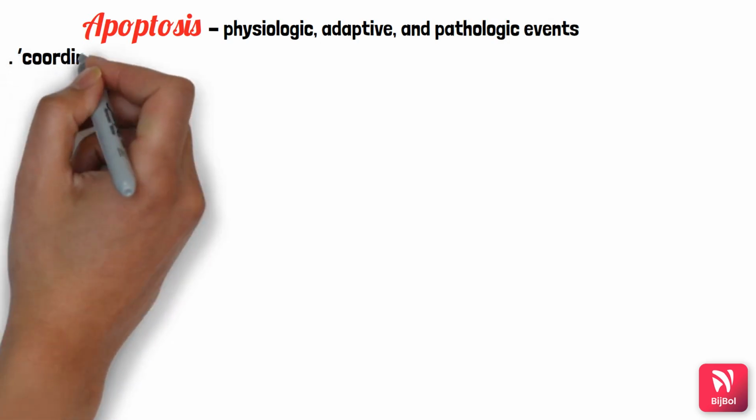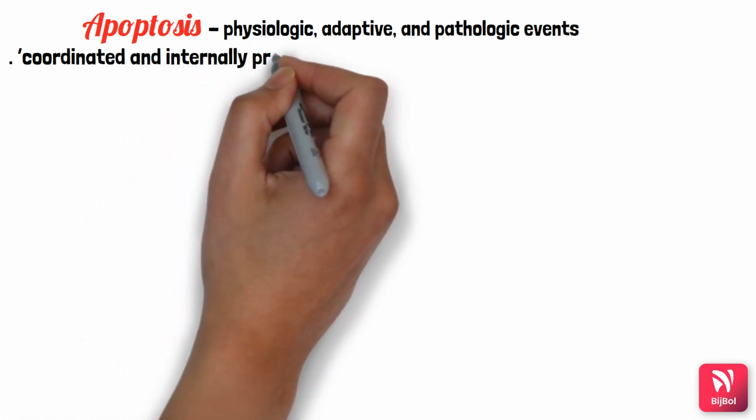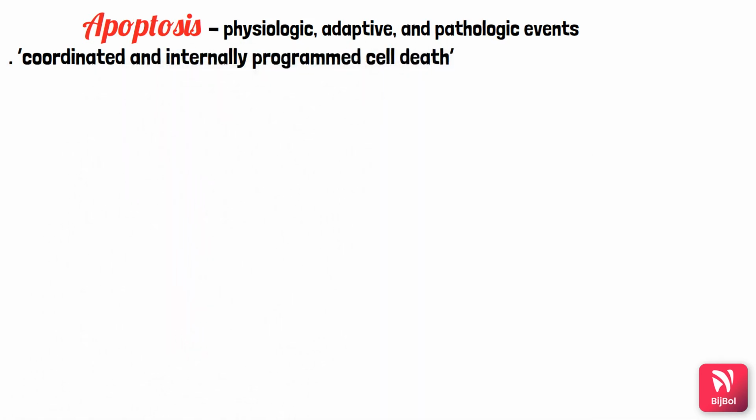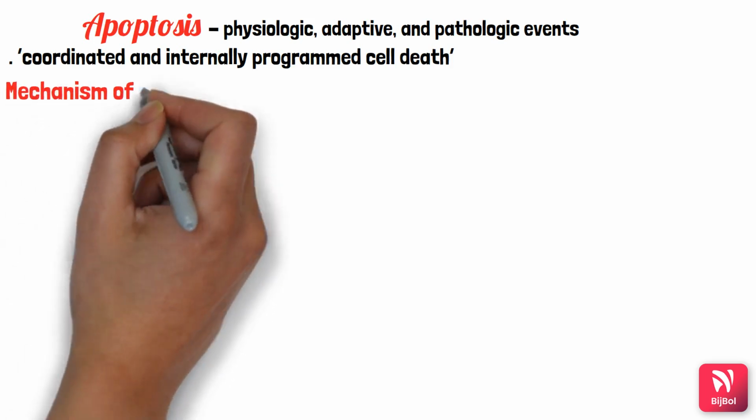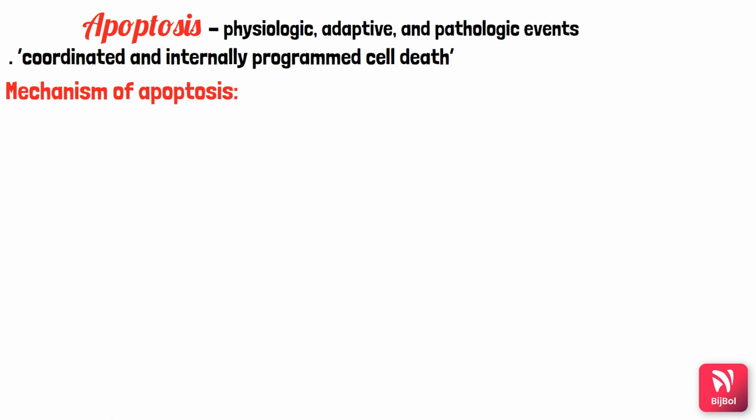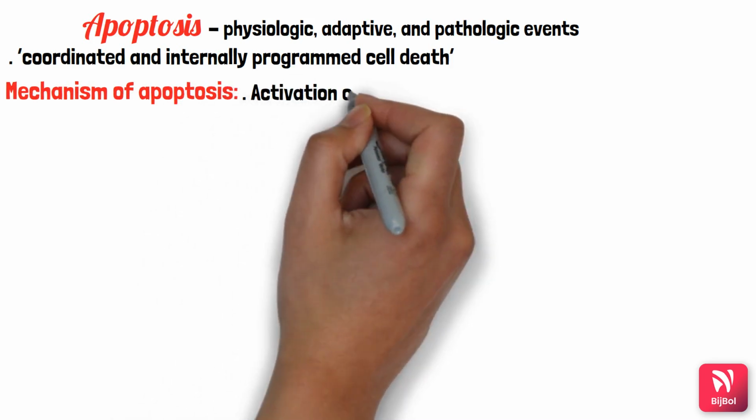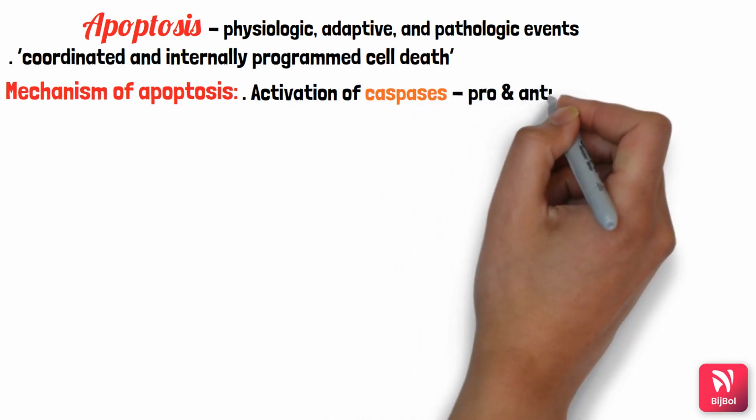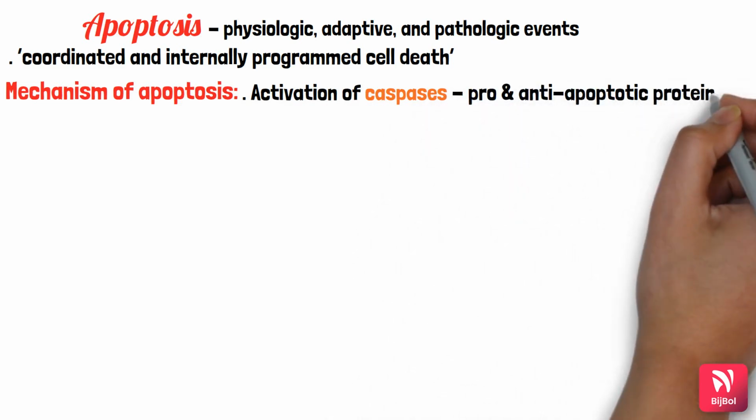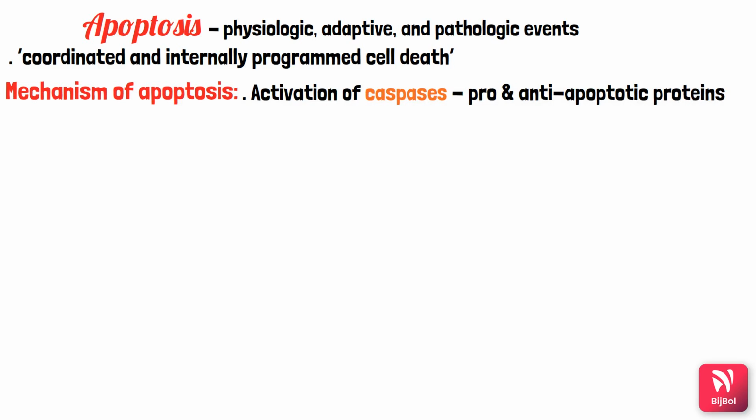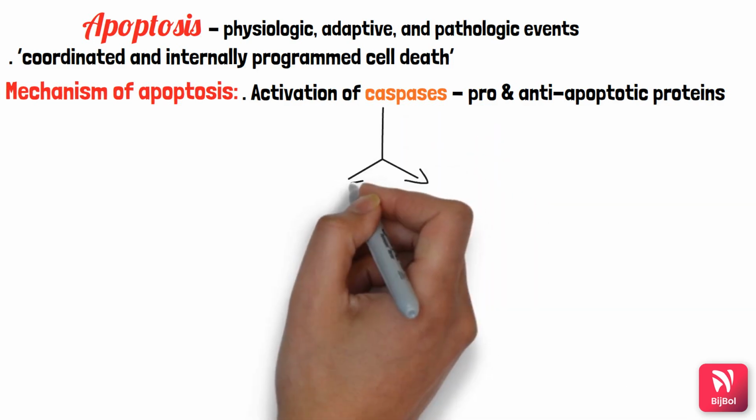That is why apoptosis is termed coordinated and internally programmed cell death, which serves to eliminate unwanted and potentially harmful cells. So how does apoptosis occur? That is, what is the mechanism of apoptosis? It is actually by activation of some enzymes called caspases. These caspases can be activated or inactivated with the help of pro and anti-apoptotic proteins. Basically we have two types of caspases, initiator caspases and executioner caspases. Depending upon that, we have two phases.